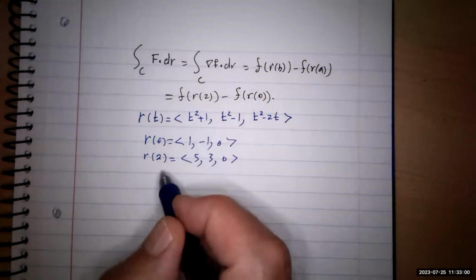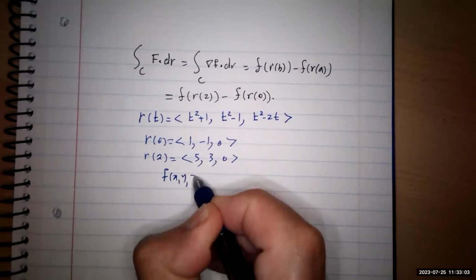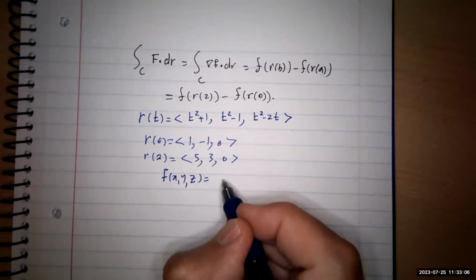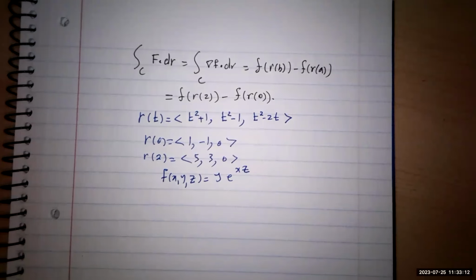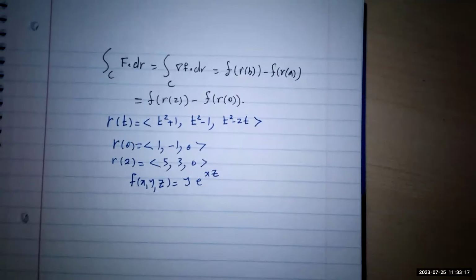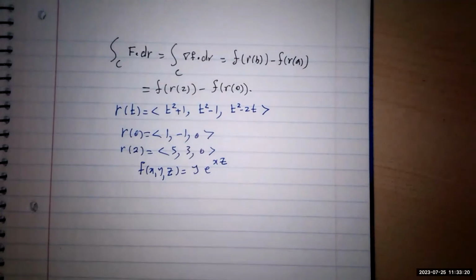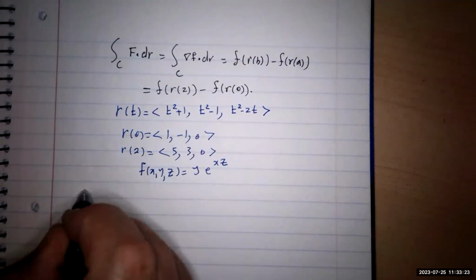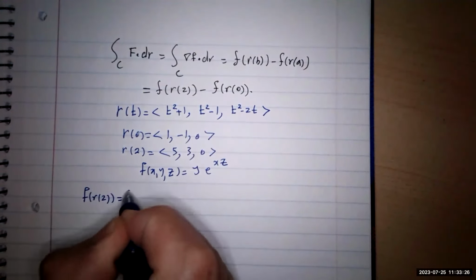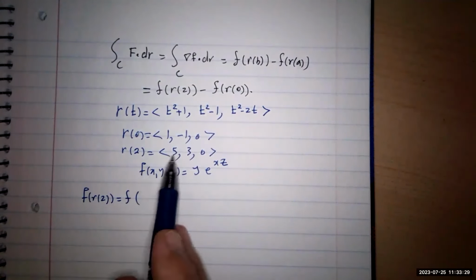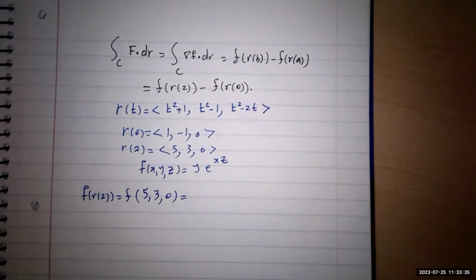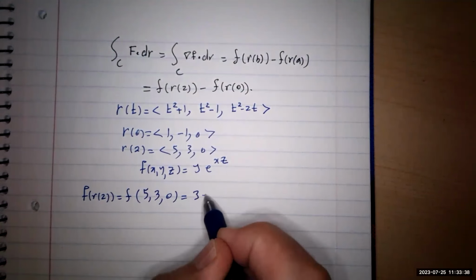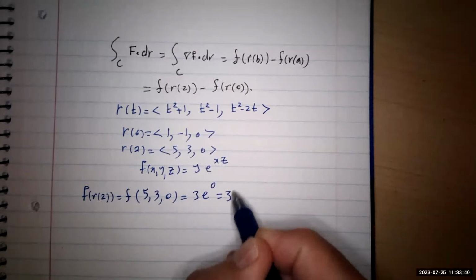Now I'm going to evaluate the function that we found, f of x, y, z. You see the function was y e to the x z. That was the function. I just double checked it. Yes, y e to the x z. Now evaluate it at those points and then we'll be done. So there you are, f of r of 2 would be f of 5, 3, 0. So y is 3, z is 0, so that gives e to the 0, which is going to be 3.